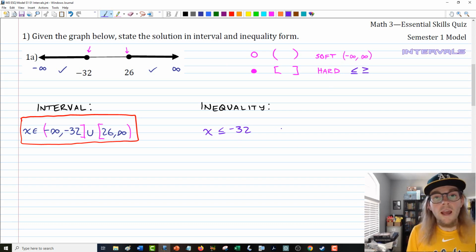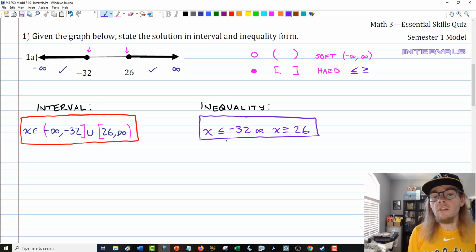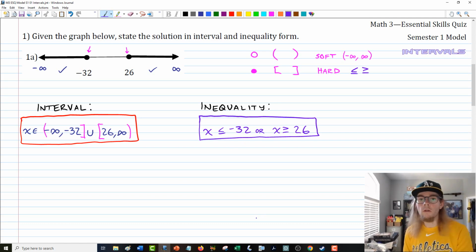And then the second one is going to be for values that are larger than 26. Once again, it's a hard bracket or a closed dot, so we'll do greater than or equal to, and then it'll be 26. And to tie these together, we're going to use OR. So all the x values are either less than or equal to negative 32, or they're greater than or equal to 26. So with that said, I'm going to pause for just a second to copy some of our little tools onto the next page. So we've got them ready, and then we'll attack 1b.